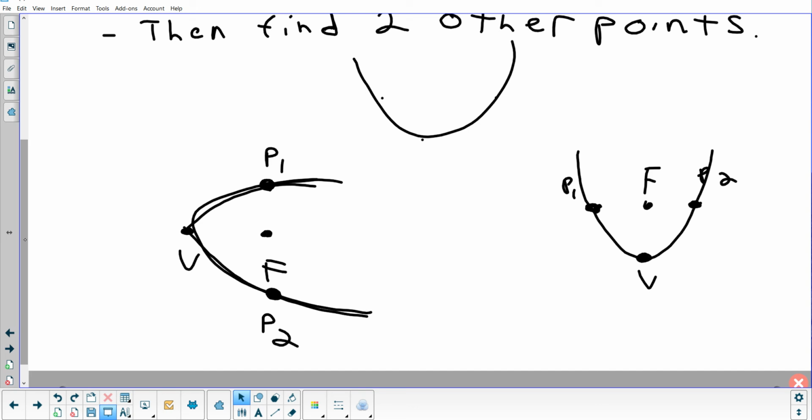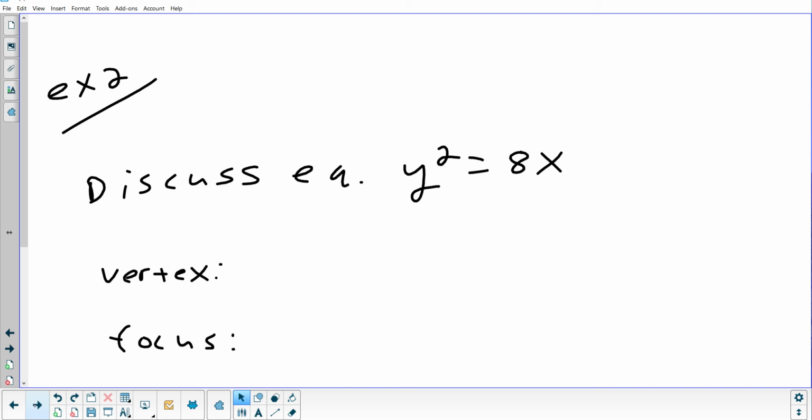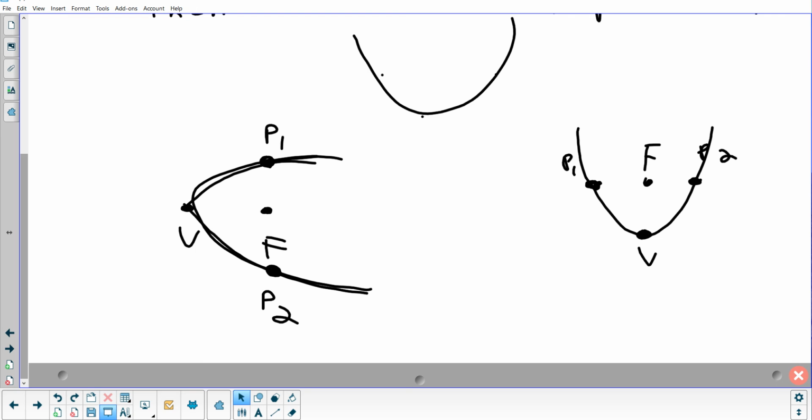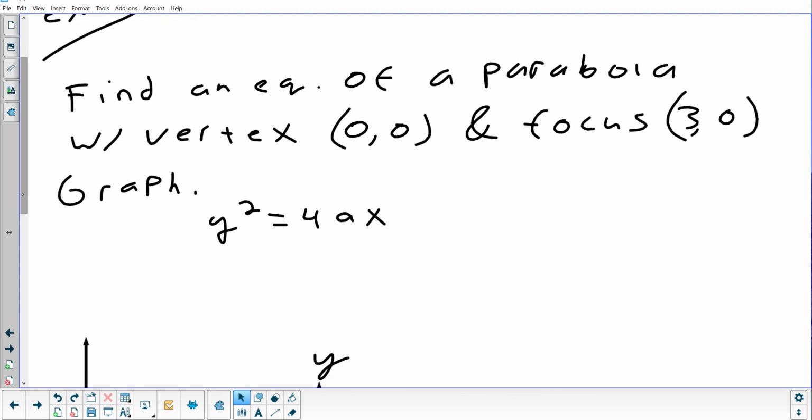Now, I mentioned that the equation is always written with a 4 and then an a. Well, I should tell you what a is. You know what? I'll do that when we do our first example. All right. So it says find an equation of the parabola where the vertex is at the origin and the focus is 3, 0. So this is the kind of problem where I'm giving you some facts about the parabola. And I want you to take those facts and turn them into an equation. So let's talk about what that a is.